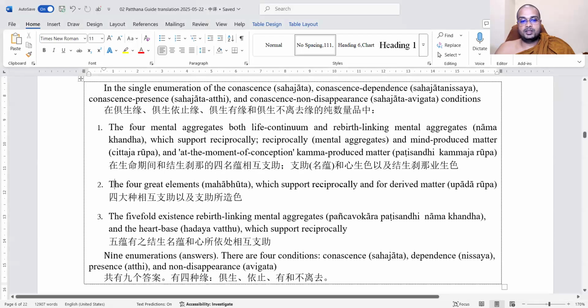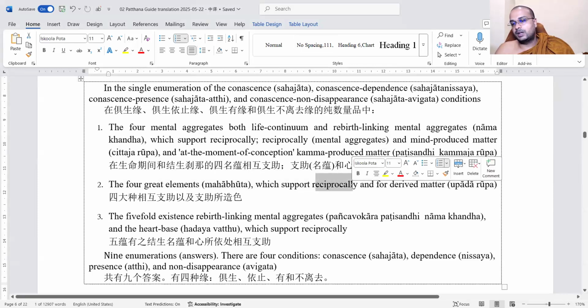Okay, so here we have the 4 great elements which support reciprocally and the derived matter, the second one, right? So the 4 great elements are supporting each other and the derived matter, the upadaya rupa.